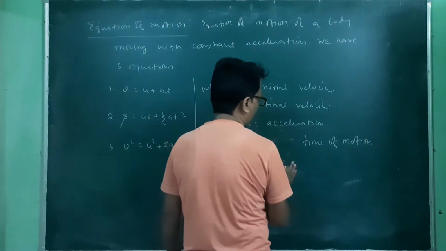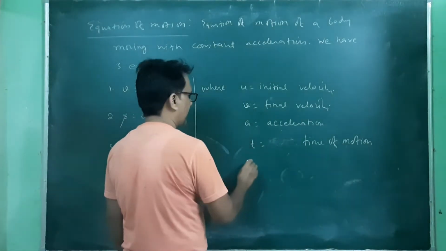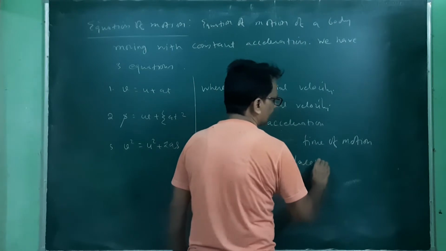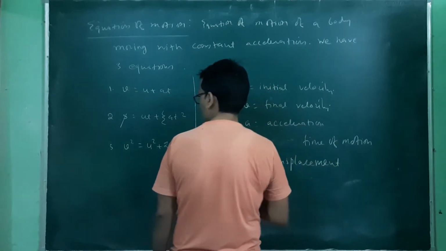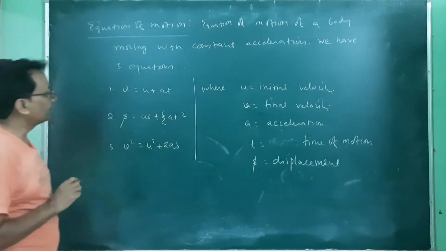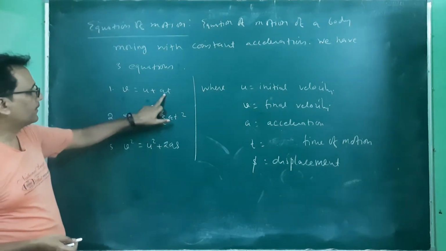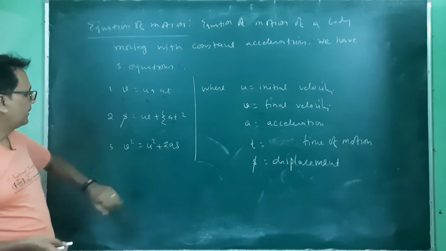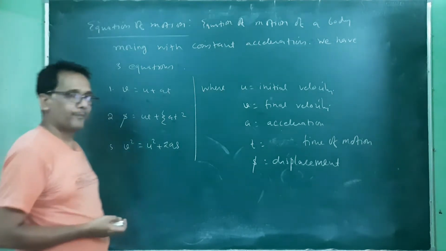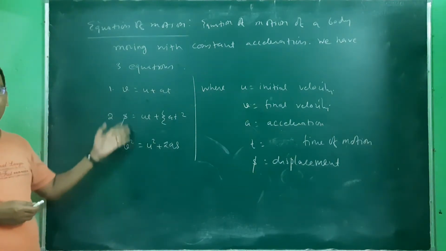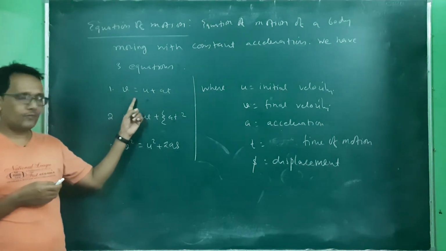You don't write total time of motion. And s is the displacement. I think all parameters have been covered: u, v, acceleration a, time t, and the displacement s. Okay, so we have to derive these three equations of motion. We will start from the first one.